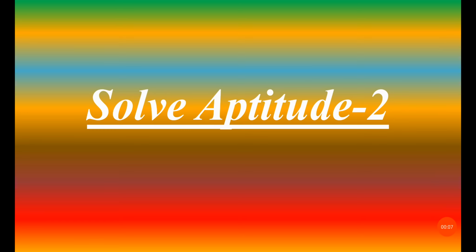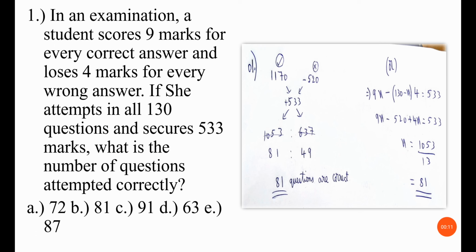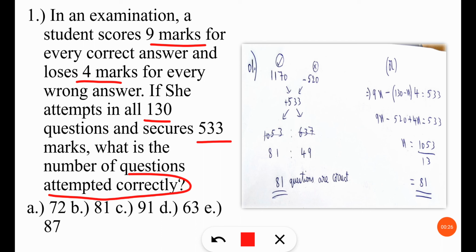Let us solve some aptitude questions. Let's get started. The first question is: in an examination, a student scores 9 marks for every correct answer and loses 4 marks for every wrong answer. If she attempts all 130 questions and secures 533 marks, what is the number of questions attempted correctly?